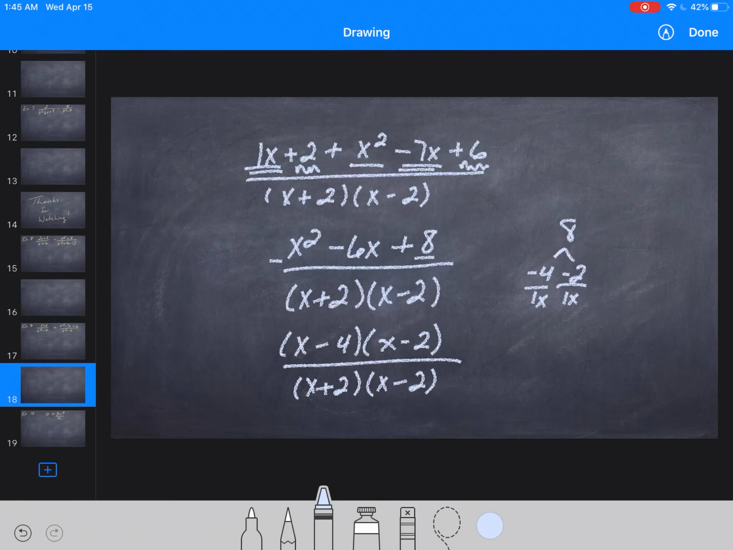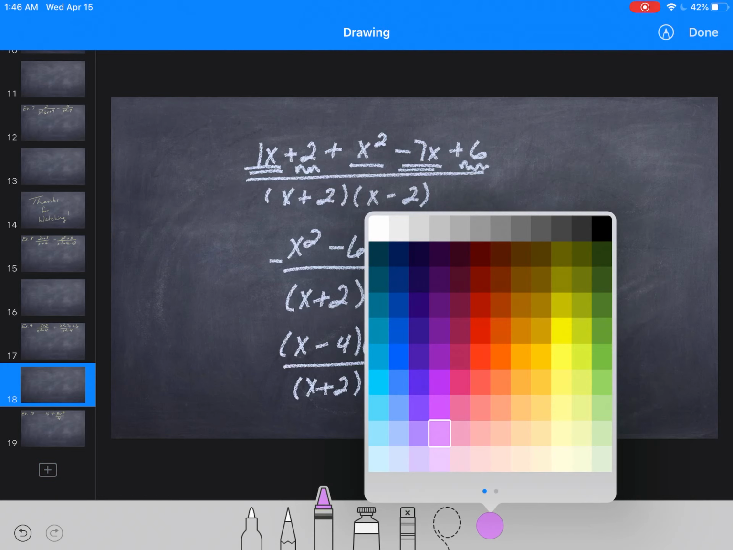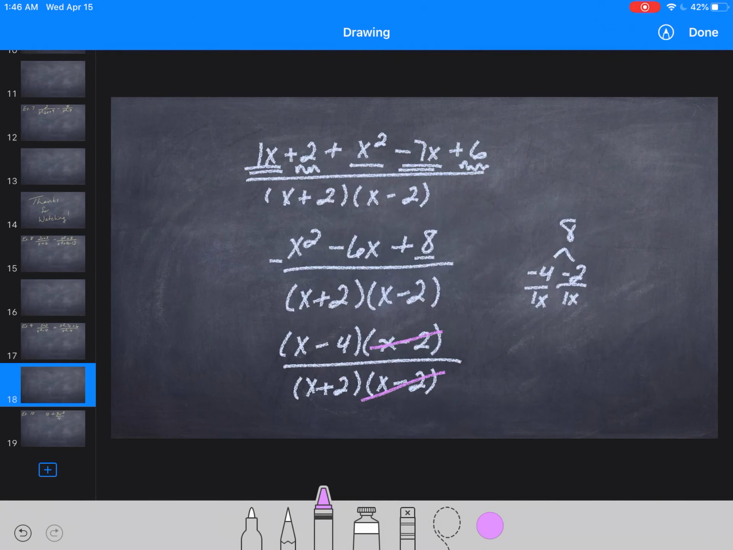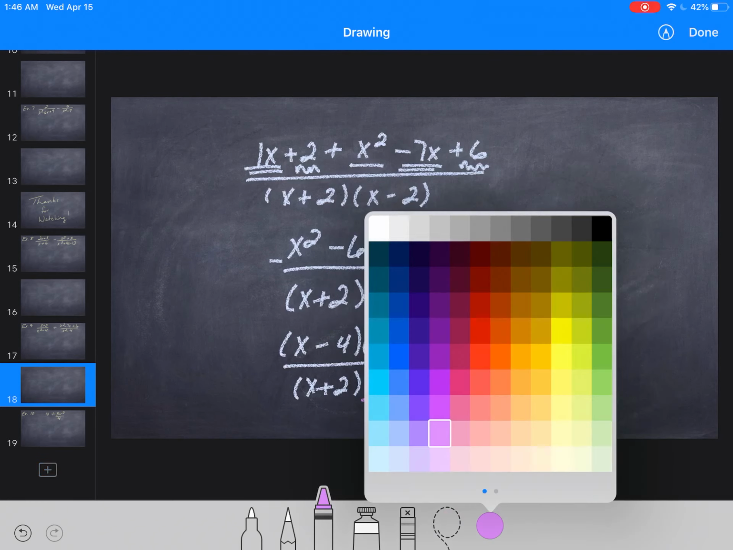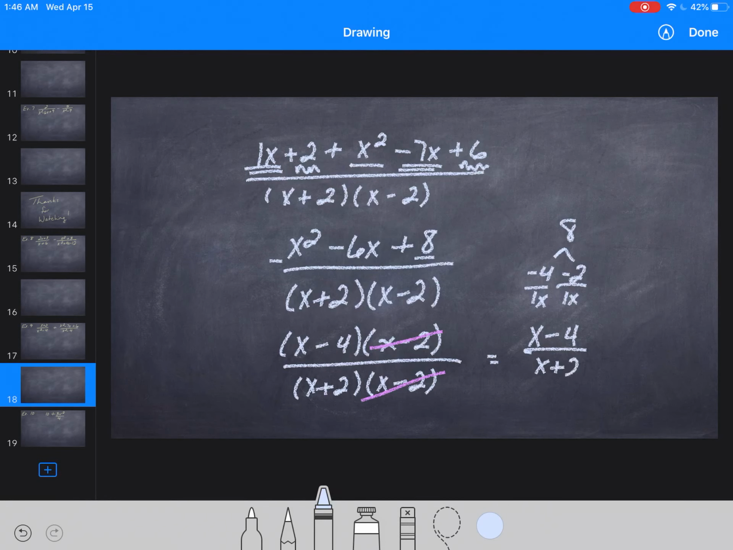Now we're back to simplifying rational expressions when we have a factored numerator and a factored denominator. I can cancel the factors that they have in common. The factors that they have in common are the x minus 2 in the numerator and the x minus 2 in the denominator. I end up getting x minus 4 all over x plus 2. And this is my answer.